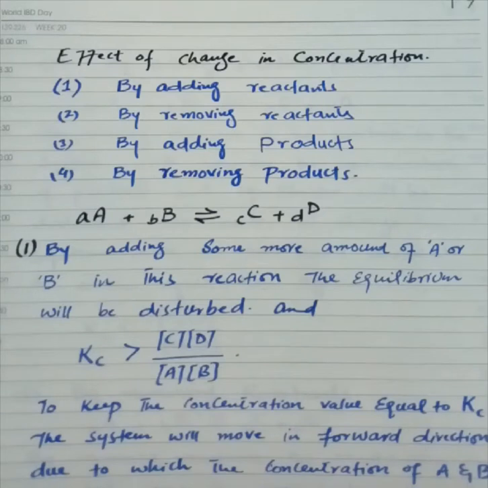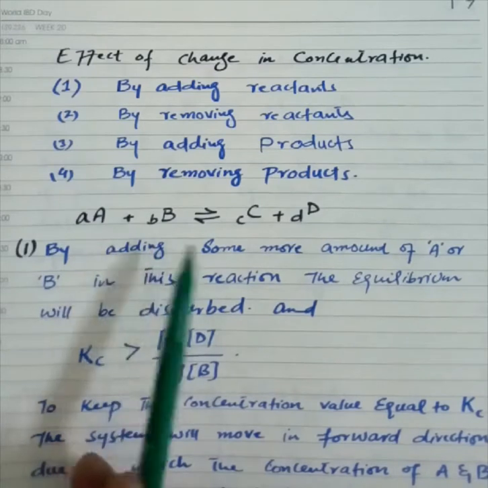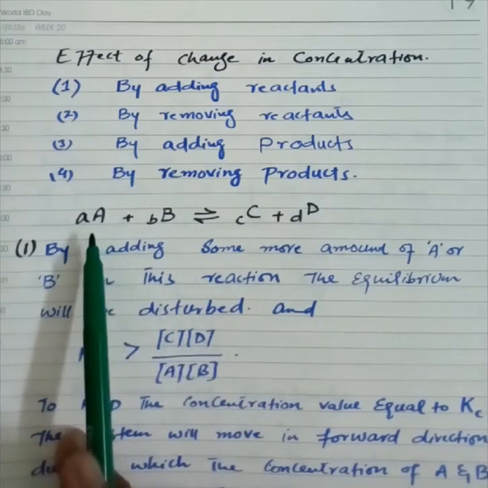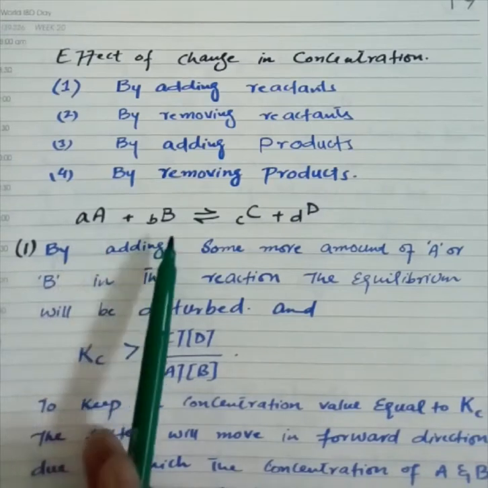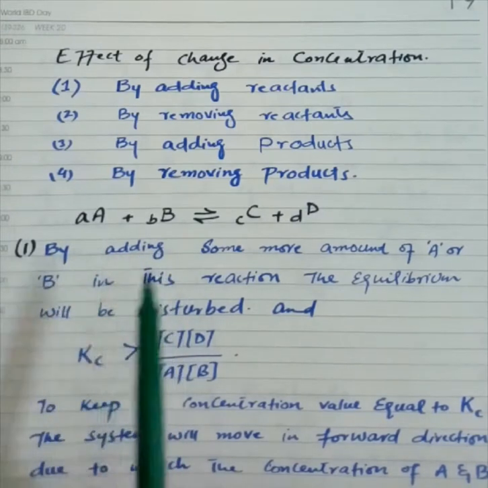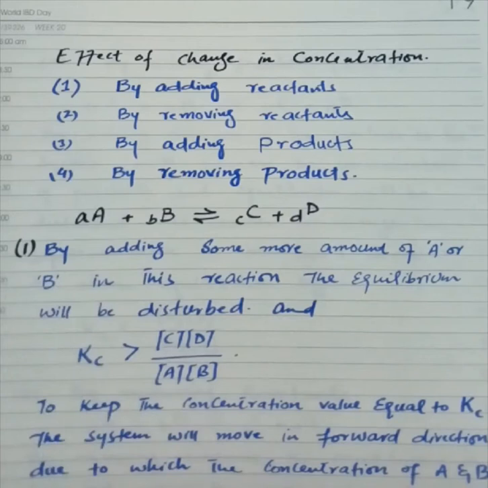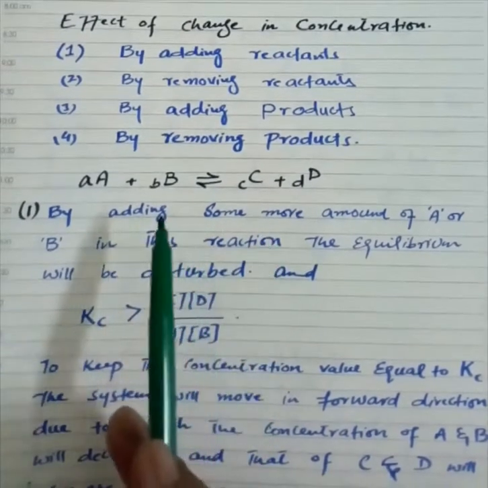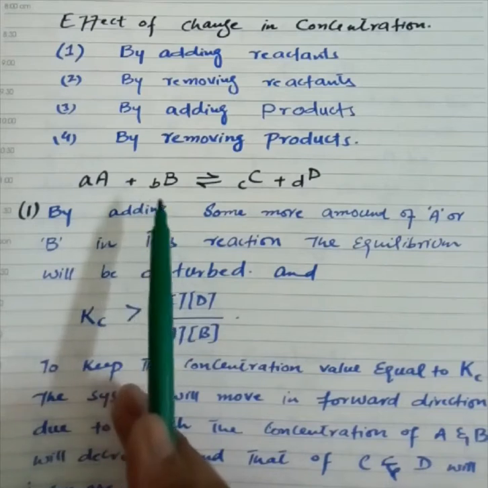Now let's suppose the general reaction, that is A reacts with B to form C and D. By adding any one of the reactants, that is A or B, or if we add both A and B, that will disturb the equilibrium. The system will be no longer in the equilibrium state. Then according to Le-Chatelier's principle, once you add reactant to this reaction, the reaction will move in the forward direction in order to minimize the amount of A and B.